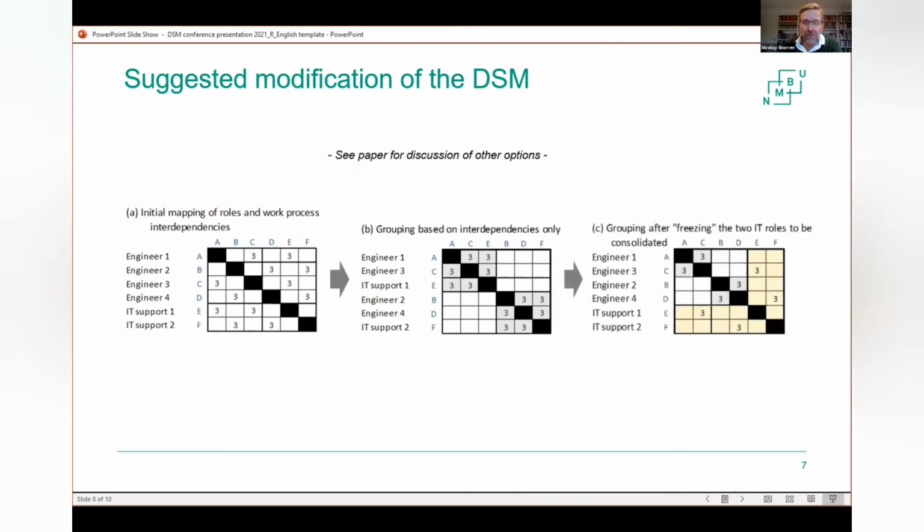However, if you make this assessment based on the criteria that I mentioned, the IT support people should be placed outside of the team in a common unit. So one simple idea here is to freeze these resources that are supposed to be consolidated, so they are not part of the clustering that is done with the remaining elements in the DSM.